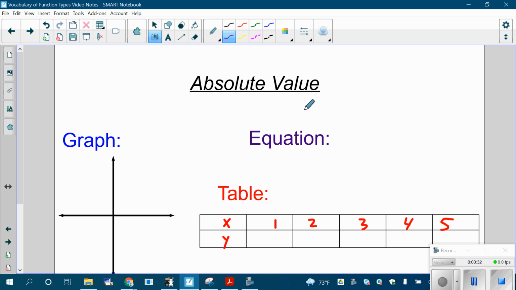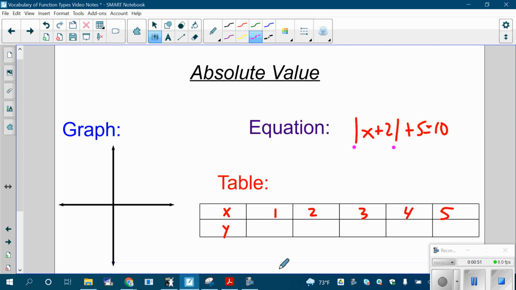First is an absolute value function. How do you know an equation has an absolute value in it? It's got absolute value bars, those vertical lines. So if you see an equation with some x's going on and it's got absolute value bars, it's an absolute value equation. We're not talking about how to solve these equations right now. I'm just making sure you can identify them.